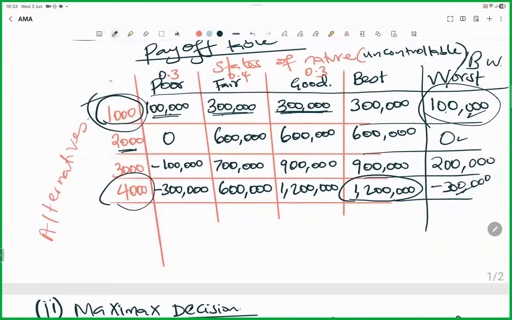Best of the worst. A good question here. So the best of the worst. Can you kindly answer this student here? If this was 200,000, which one would have been the best of the worst?